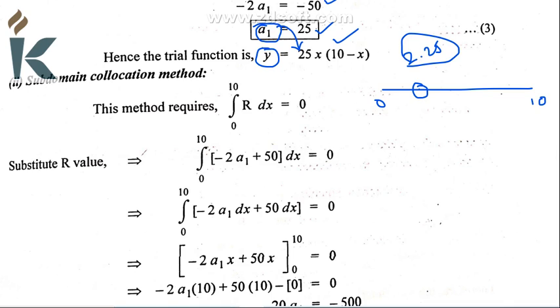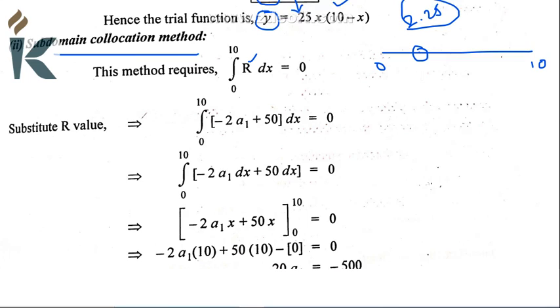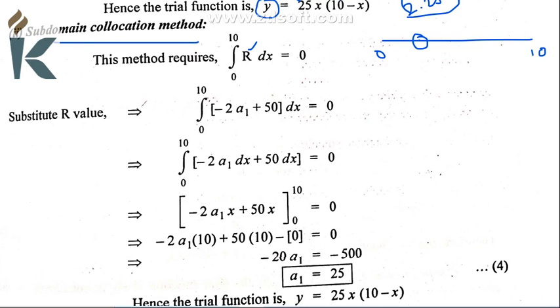So the next one is the subdomain collocation method. The formula to find the subdomain collocation method is the integral of R dx, where the lower limit is 0 and the upper limit is 10. You already know the residual function, minus 2a1 plus 50, into dx. You have to integrate this equation.